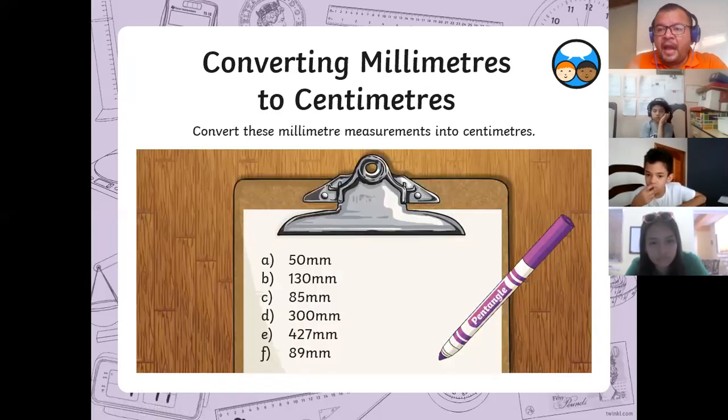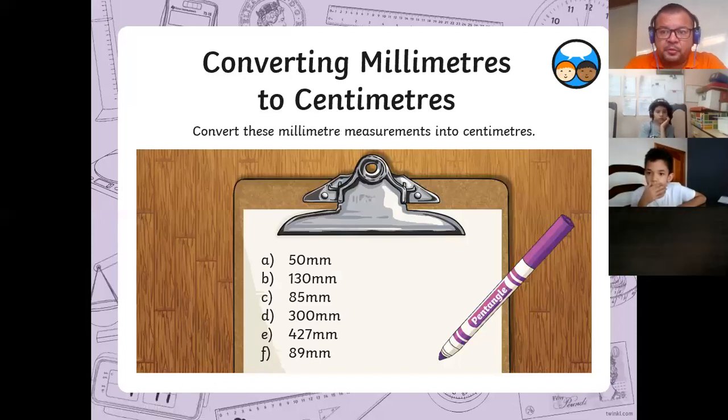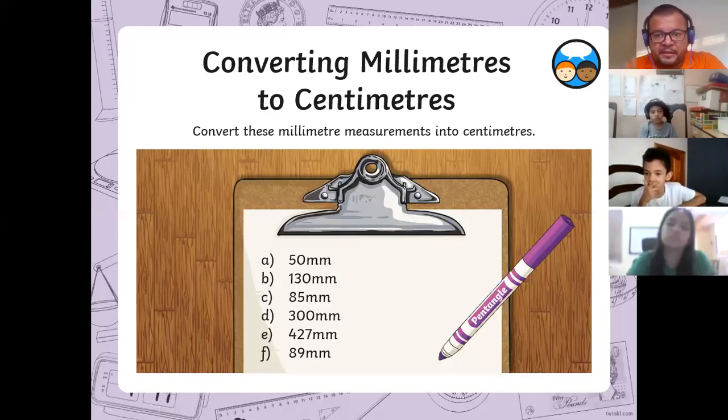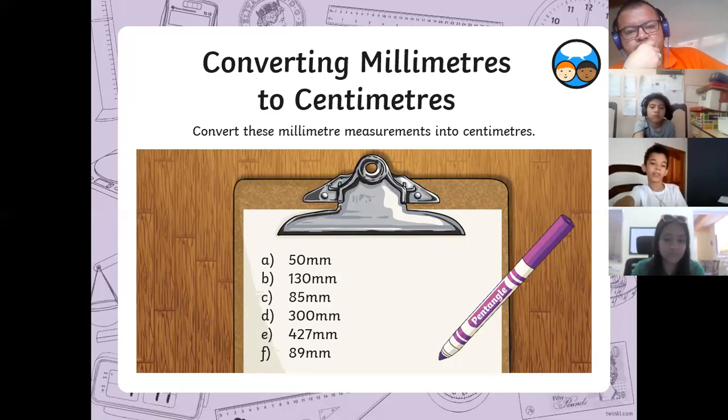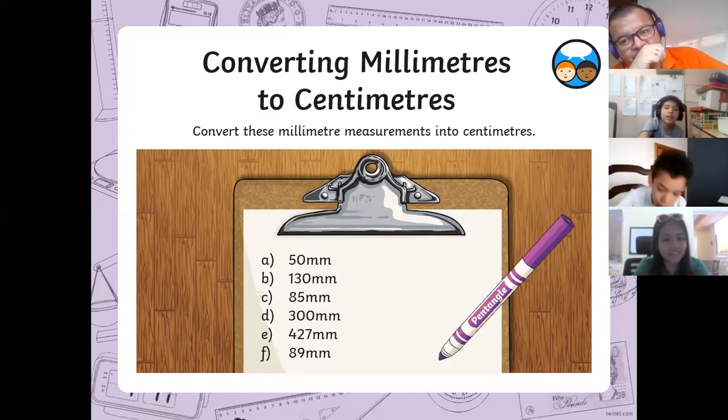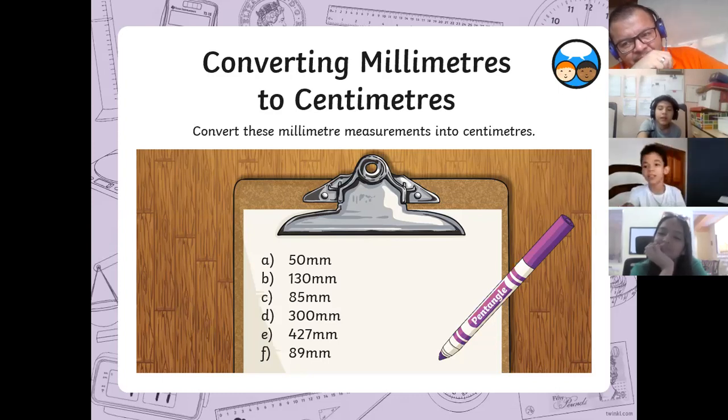Now, let's try to convert the millimeters to centimeters. Convert these millimeter measurements into centimeters. Do it. A is 50 millimeters, B 130 millimeters, C 85 millimeters, D 300 millimeters, E 427 millimeters, and F 89 millimeters.